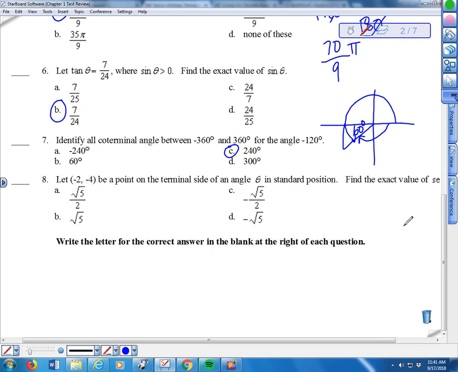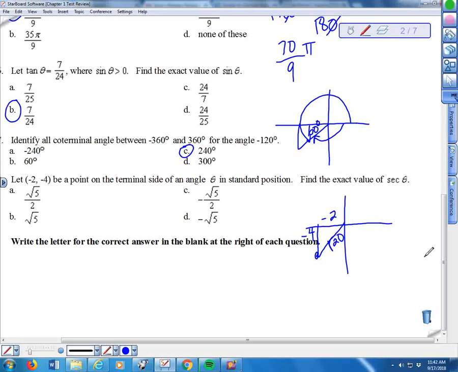Let 2, negative 4 be a point on the terminal side of an angle. So that means it's in the third quadrant. And this is negative 2, this is negative 4, which means square root of 20. And I'm trying to find the exact value of secant. Well, secant's the inverse of cosine. So it would be square root of 20 over negative 2. This simplifies to 2 square roots of 5 over negative 2. So it's just the negative square root of 5. Good.